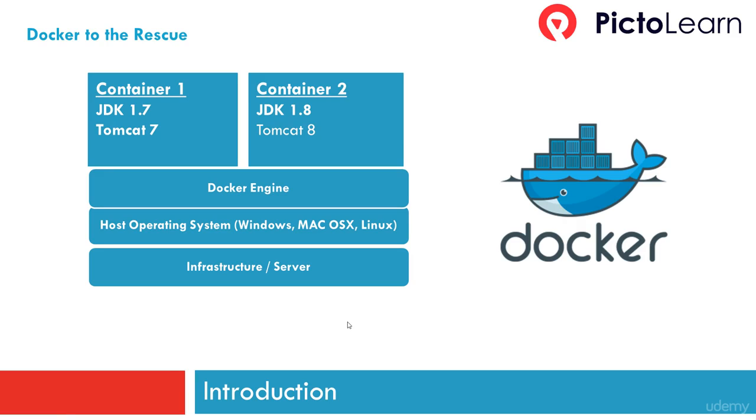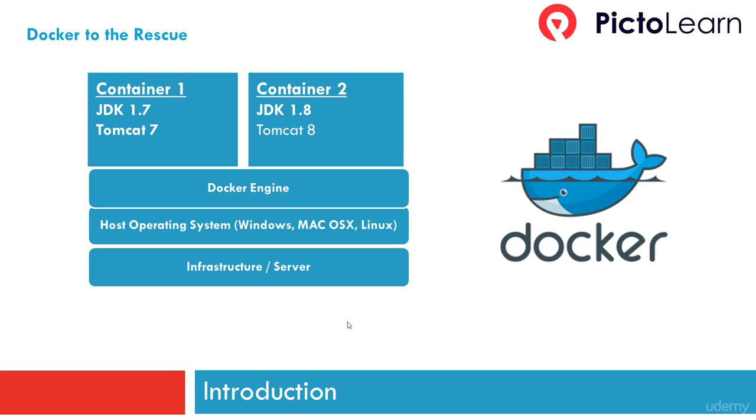As you can see, the infrastructure or the server sits on the bottom. On top of the infrastructure is installed the host operating system. Now it could be Windows, Mac OS X, Linux, etc. And on top of this sits the Docker engine. And the Docker engine is responsible for spawning container 1 and container 2. As you can see, container 1 is nothing but JDK 1.7 with Tomcat 7, and container 2 runs JDK 1.8 with Tomcat 8. So all this Docker engine is doing is to spawn multiple containers.